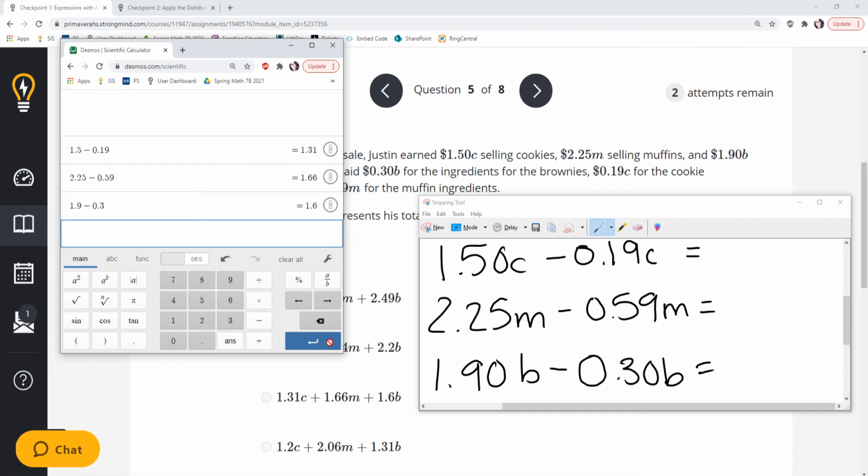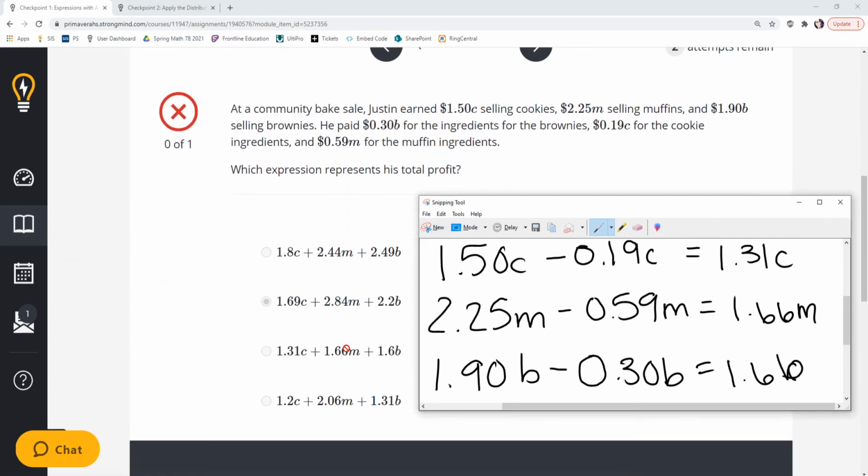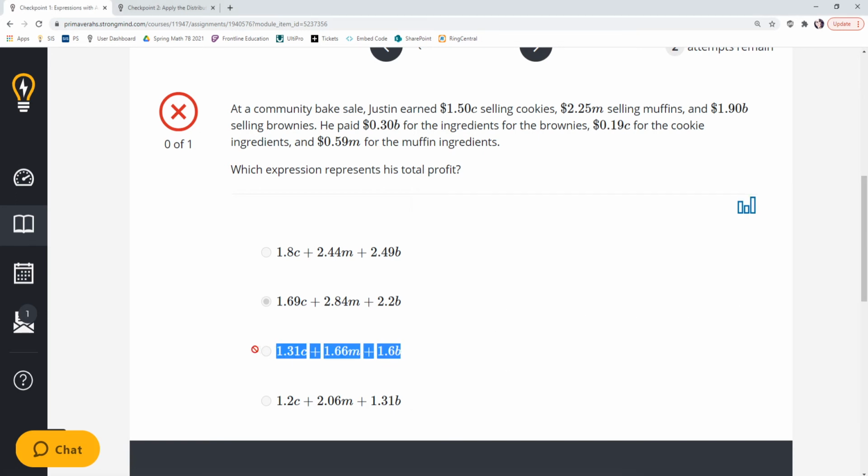Okay, so that leaves me with this 1.31c, 1.66m, and 1.6b. Okay, so when we look at our answer choice, I see the 1.31c, 1.66m, and 1.6b.